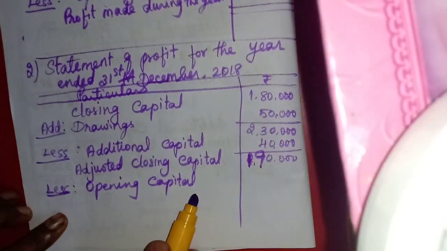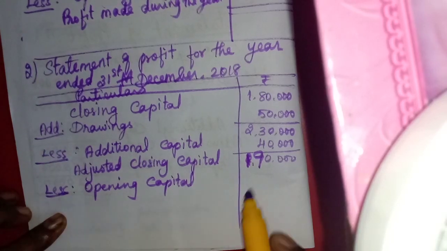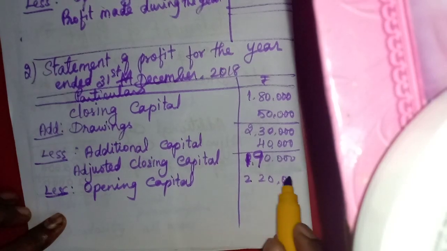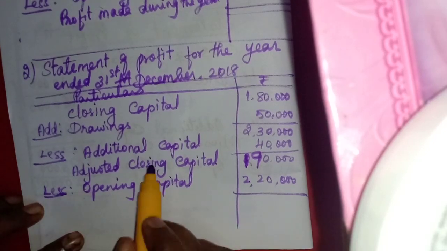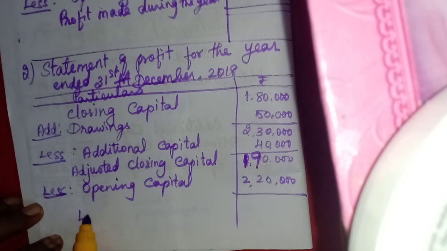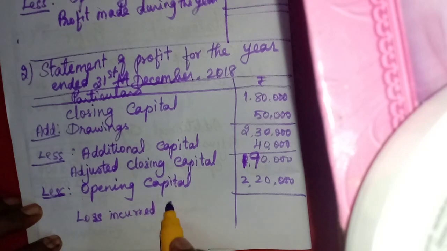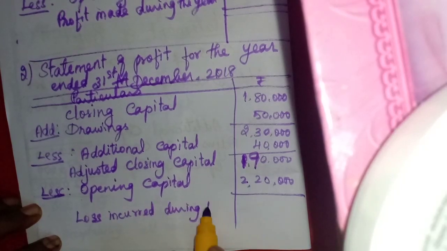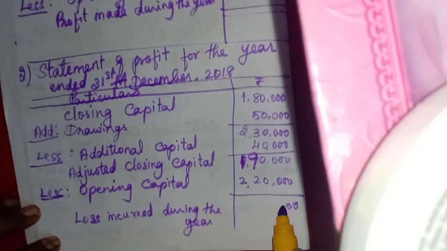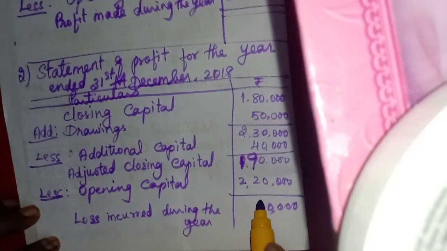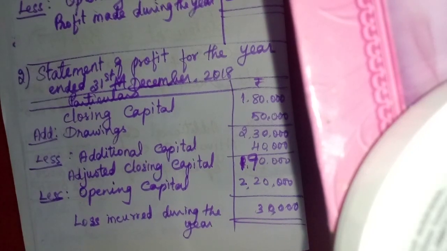Okay, then less opening capital. Opening capital is 2,20,000. So here opening capital is more than the closing capital. So what will we get? Loss incurred during the year. Simply loss also we can write. From here we want to subtract. 12 minus 9, 3. So only 30,000. 30,000 is the loss. Okay students.